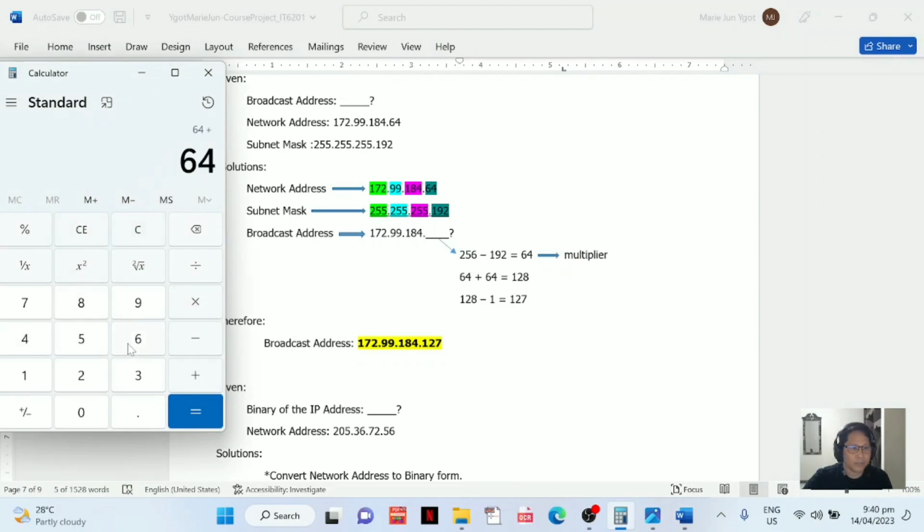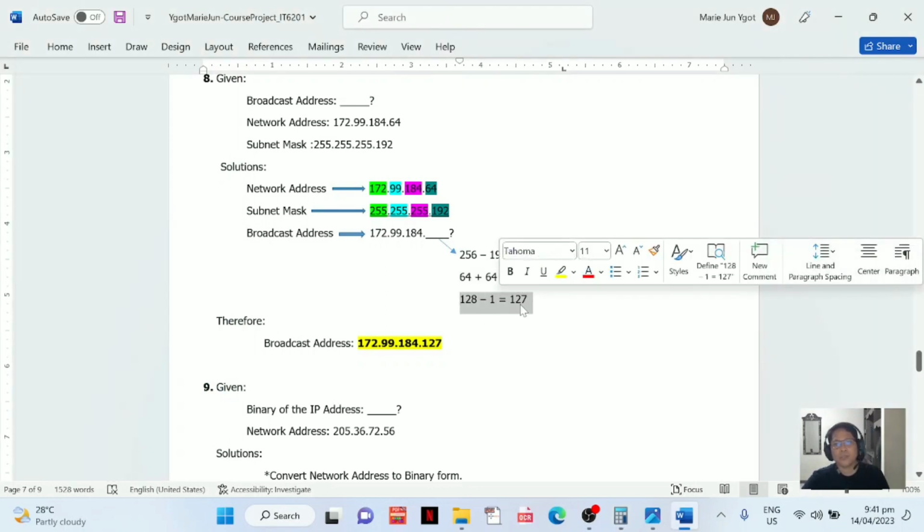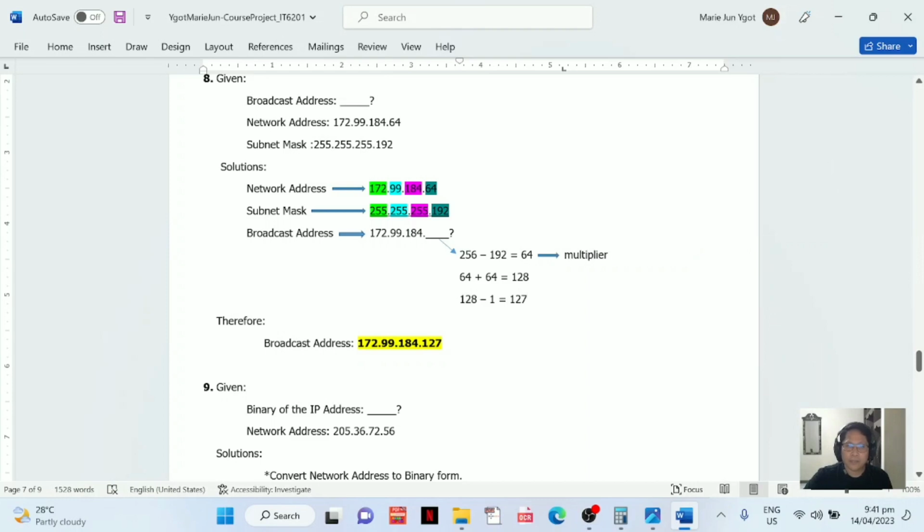64 plus 64 is equal to 128. So next, we're going to subtract 1. According to our rule, 128 minus 1, we have 127. So this is to fill our gap here, in the blank.